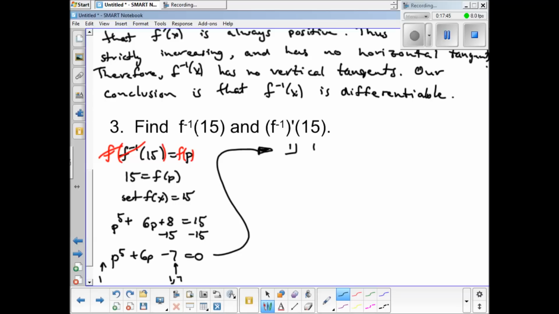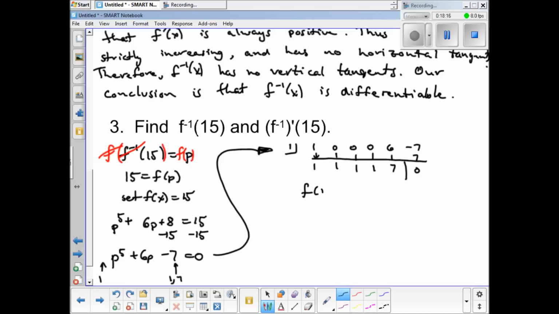Let's put this in the box. We have p to the 5th, 0p to the 4th, 0p to the 3rd, 0p squared, 6p, and negative 7. And we bring this down. Okay, multiply and add, multiply and add, and so on. Okay, so p equals 1 is the answer to that.